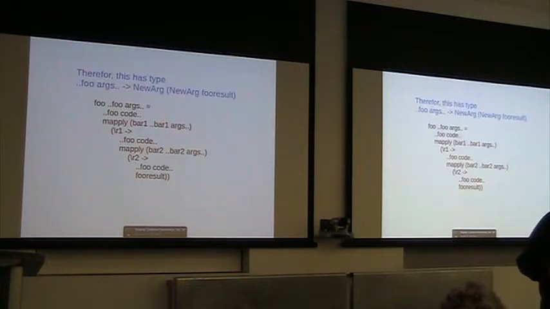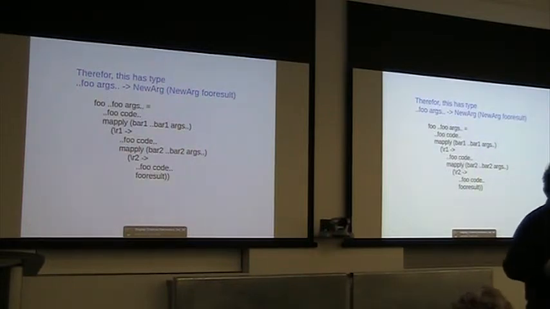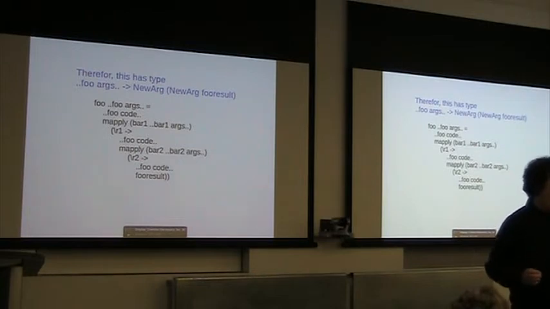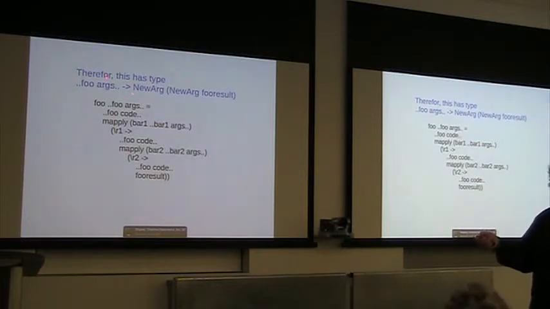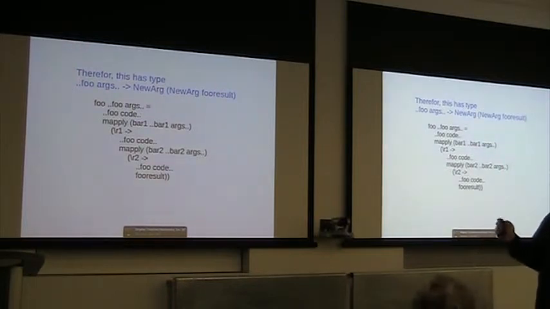Which means this whole function has type whatever arguments we pass in to new arg foo result. That's not what we wanted. We wanted just new arg foo result, not new arg of new arg of foo result. So from a type signature perspective, what does new arg of new arg of foo result mean? That means we actually added the parameter twice. So this will be lowercase new arg arrow to lowercase new arg arrow to foo result.